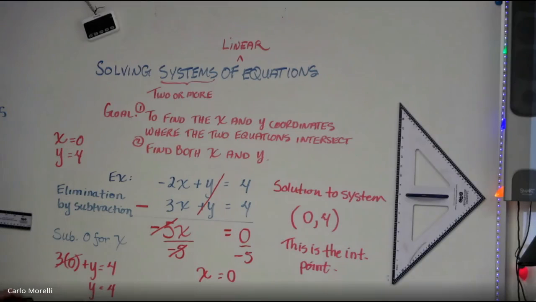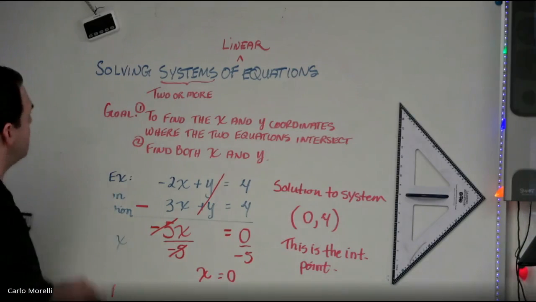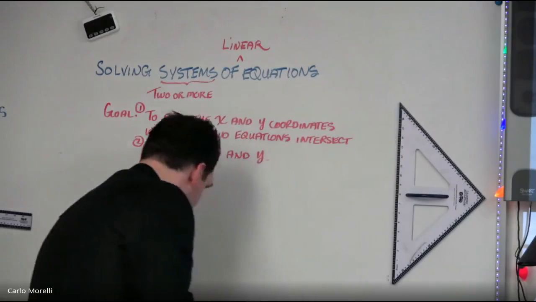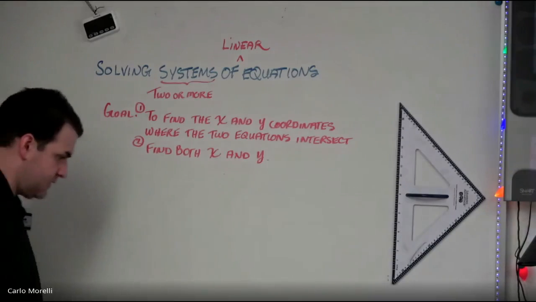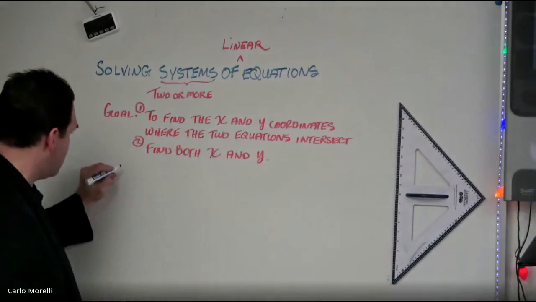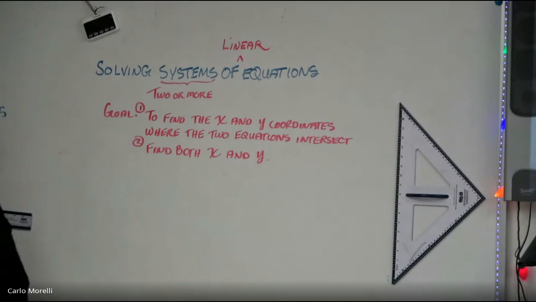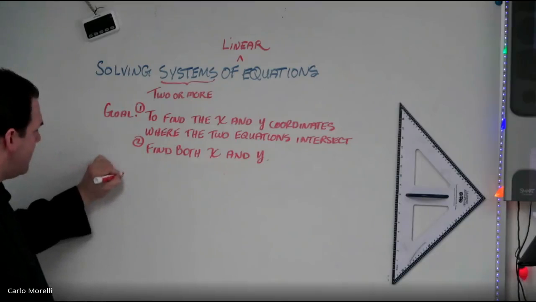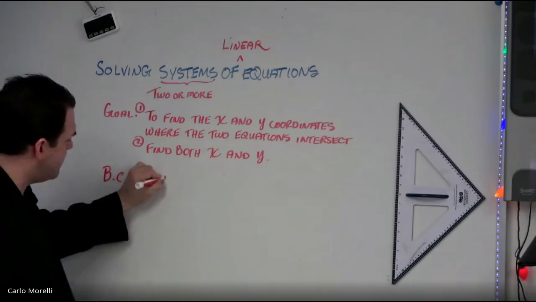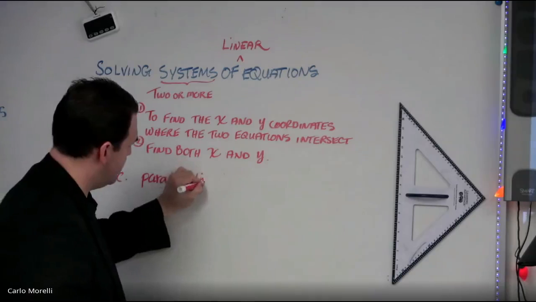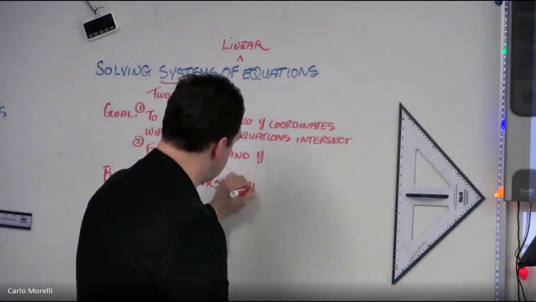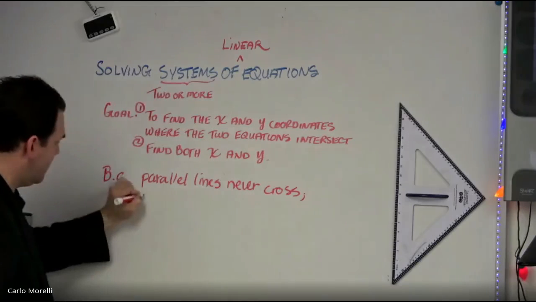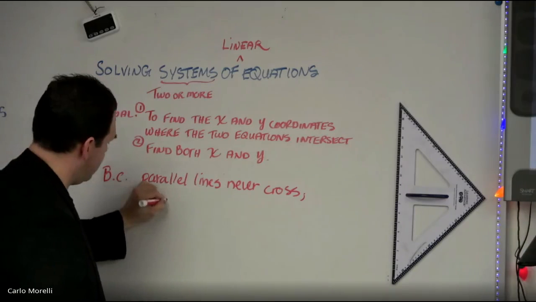So just one more quick note before we really can dive in. How often do parallel lines cross? Never. So we're going to write a little note here with a working marker. Because parallel lines never cross, systems of parallel lines have no solution.